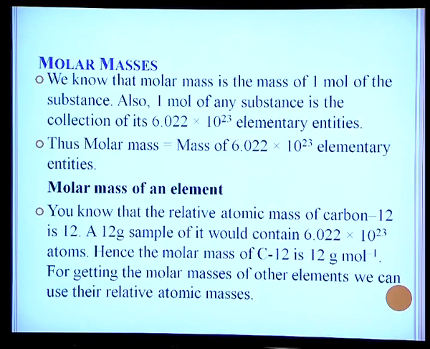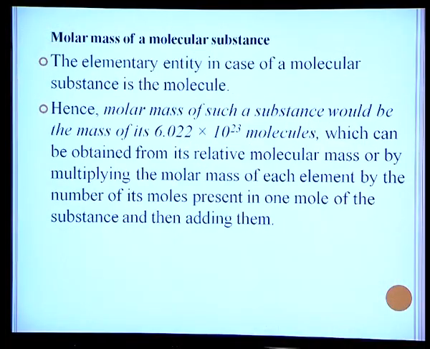For getting the molar mass of other elements, we use the relative atomic masses. The elementary entity in the case of a molecular substance is the molecule. Hence, the molar mass of such a substance would be the mass of its 6.022 into 10 to the power 23 molecules, which can be obtained from its relative molecular mass, or by multiplying the molar mass of each element by the number of its moles present in 1 mole of the substance and then adding them.